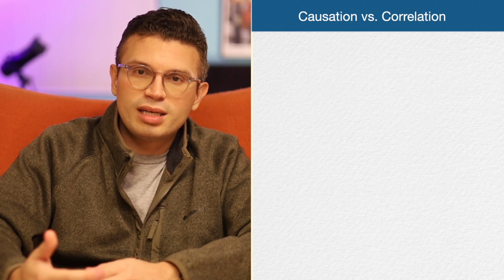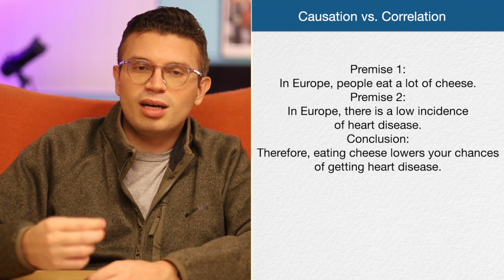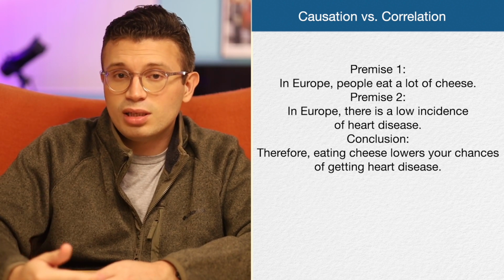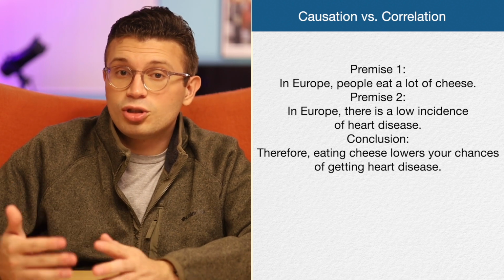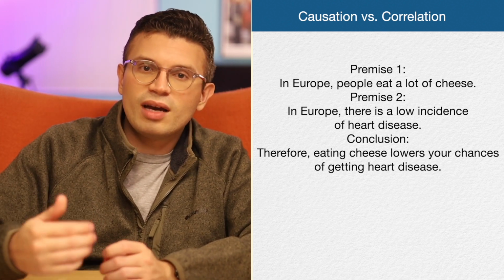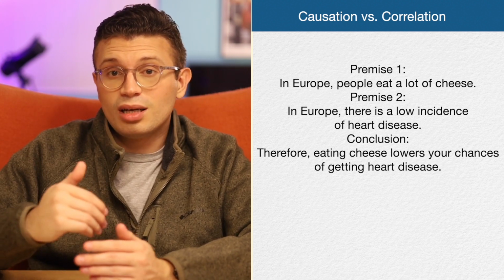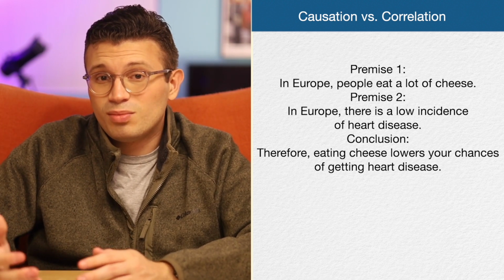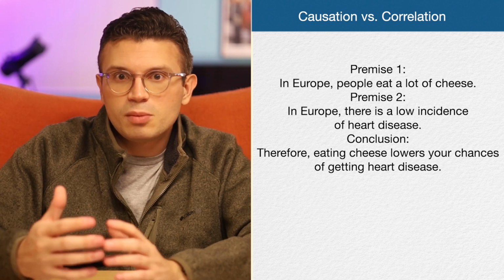Let me give you another example of that. Premise 1. In Europe, people eat a lot of cheese. Premise 2. In Europe, there is a low incidence of heart disease. Conclusion. Therefore, eating cheese lowers your chances of getting heart disease. In our example here, we have two observations. Number 1, that in Europe, people eat a lot of cheese. And number 2, that there's not a lot of heart disease there. Okay, fine. Then we go on to conclude that one must be causing the other.